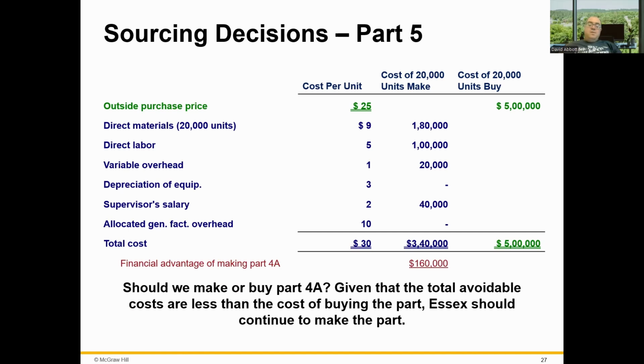Okay. So the financial advantage of making the part is 160,000 less than the cost of buying the part, thereby suggesting that Essex should continue to make the part. So they would actually save 160,000 by going ahead and just continuing to make this part.